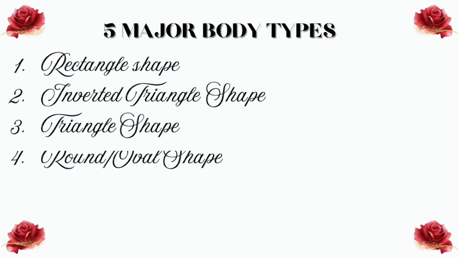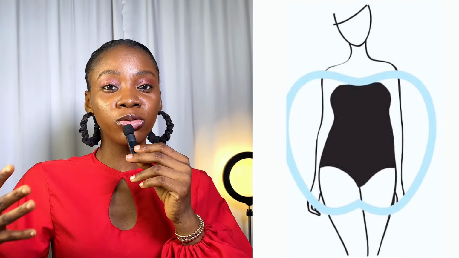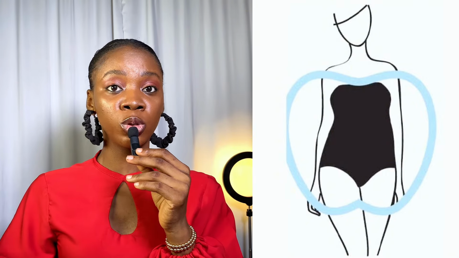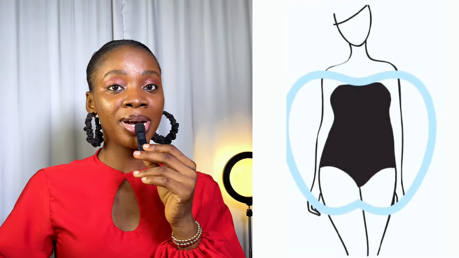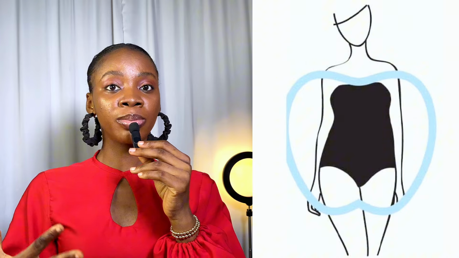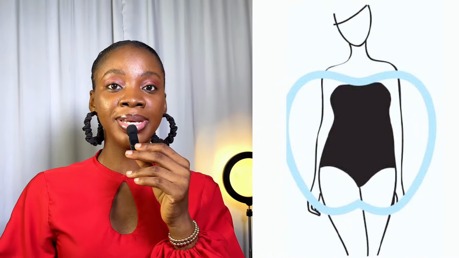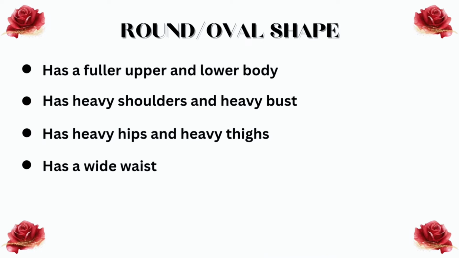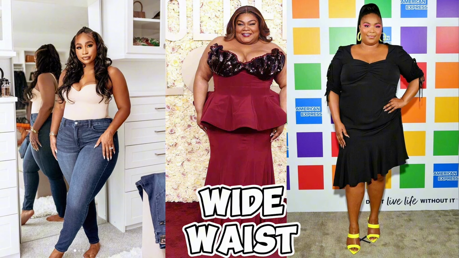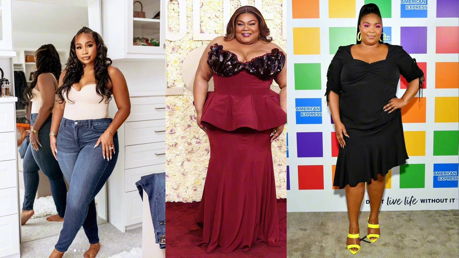Okay, now we're moving on to the round or the oval body shape. People that have this body shape usually have a full upper body and lower body, as opposed to the other body types that we've spoken about before, where maybe the upper part is bigger or the lower part is bigger. For the round body shape, both the upper body and the lower body are a little on the big side. They usually have heavy shoulders and heavy bust. They also usually have heavy thighs and heavy hips as well. And majorly, they have a wide waist. That is the major factor that makes anyone fall into the round or oval body shape category.